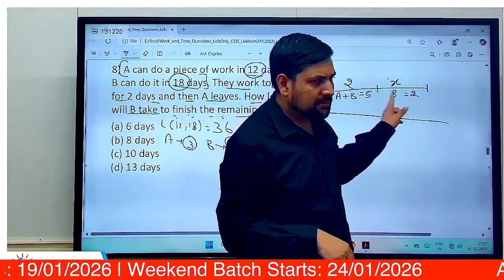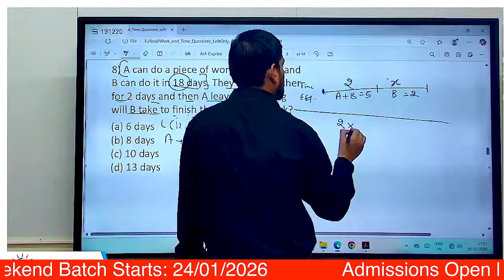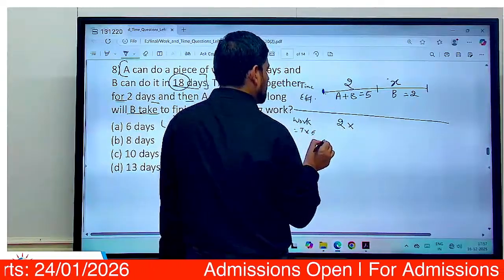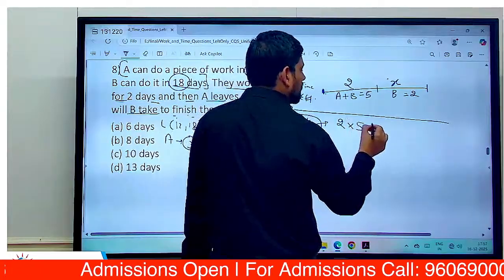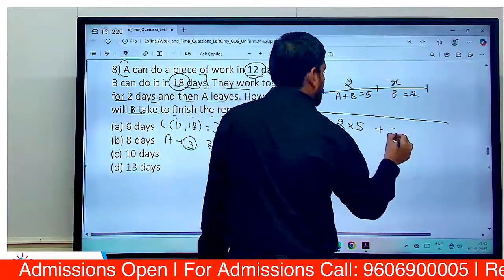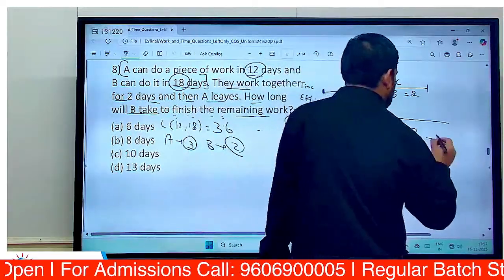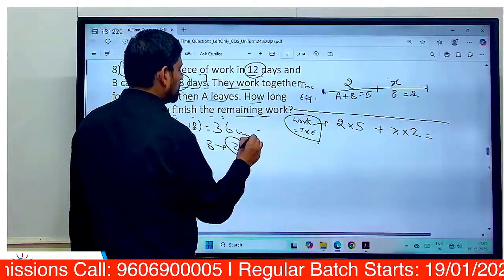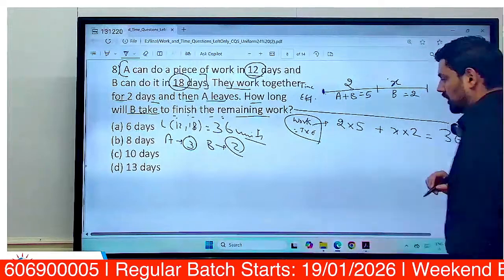Because ultimately B is completing the work. So I multiply both of them. So here I will get work. Work is equal to time into efficiency, or efficiency into time. So this is 2 into 5 plus x into 2. Now this sum total is equal to the total work. Total work, how much is there? Total work is 36 units. So this is equal to 36.